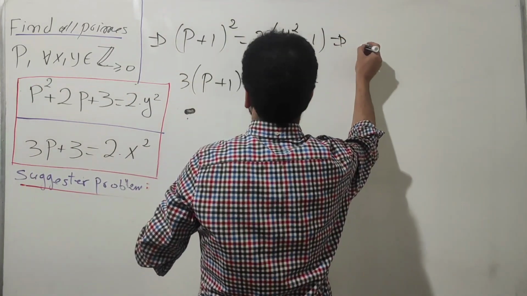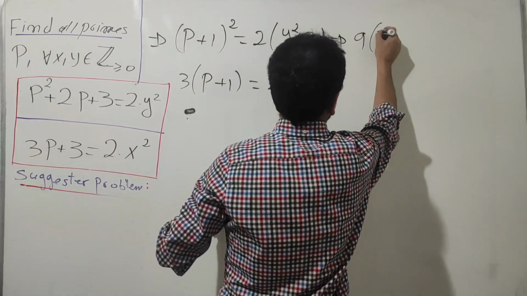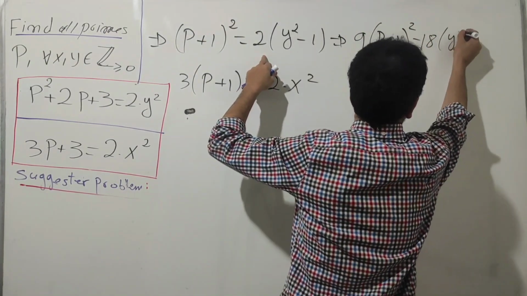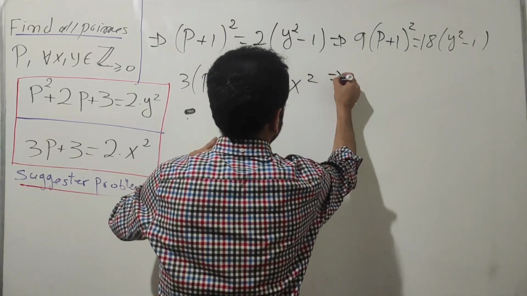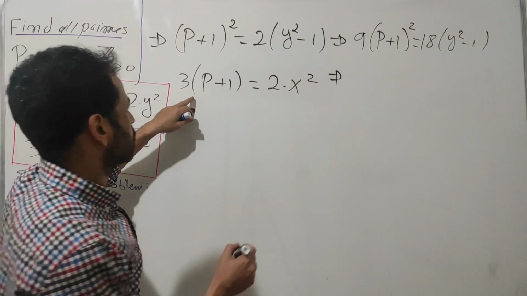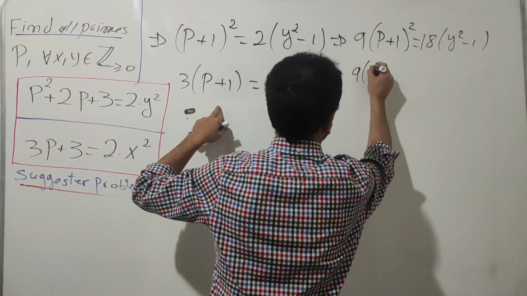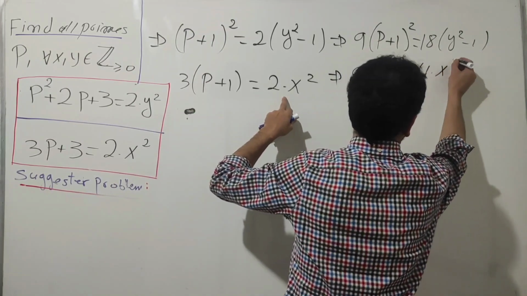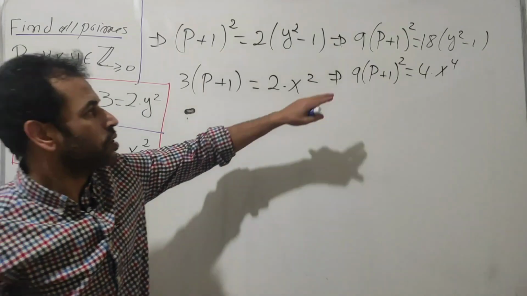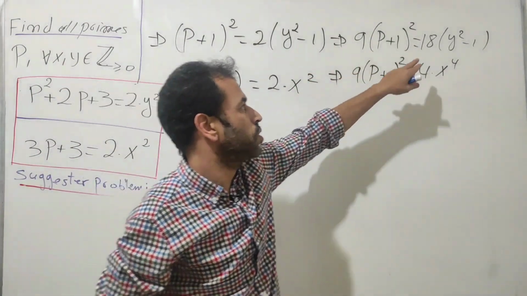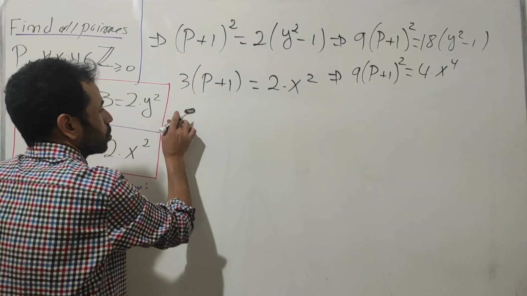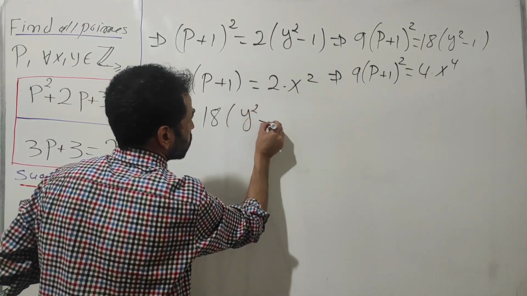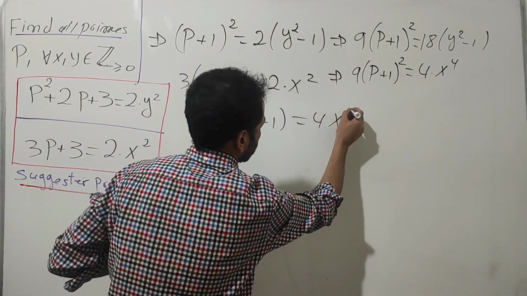This one becomes 9(p + 1) squared equals 18(y squared - 1). For the second one, I'm going to square both sides. I get 9 multiplied by (p + 1) squared, which equals 4 multiplied by x to the 4th, like this. Now we have a quadratic here. Let's set this equation equal to this equation. So I get 18(y squared - 1) equals 4x to the 4th.